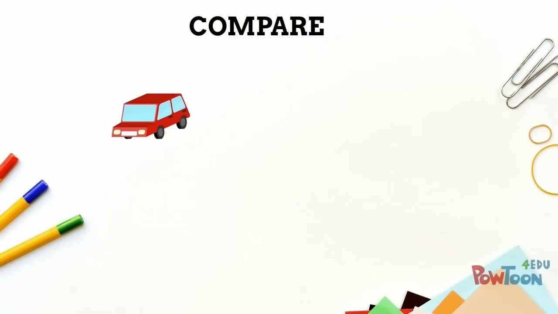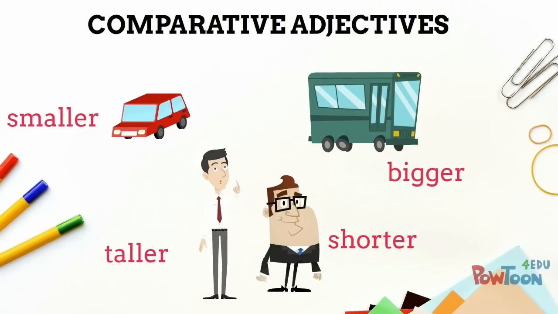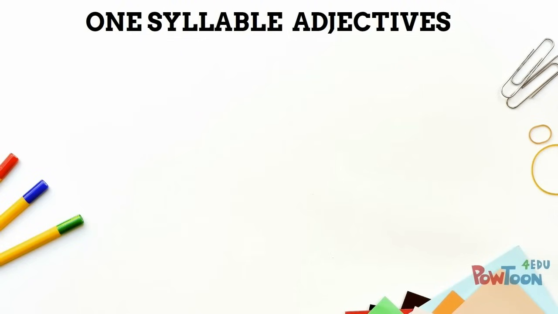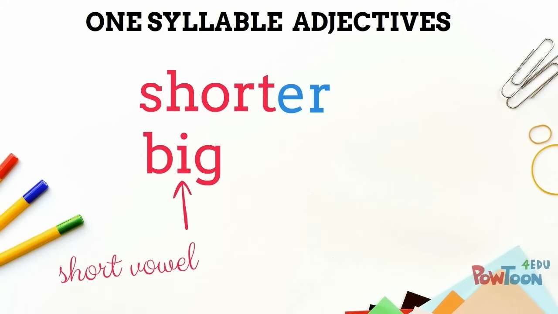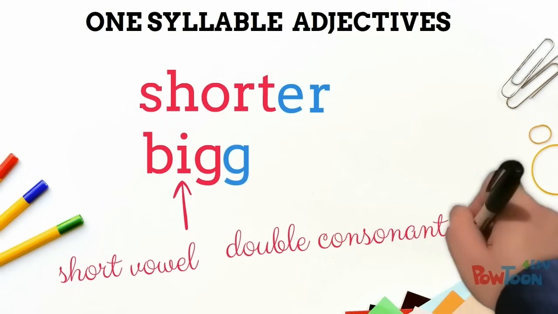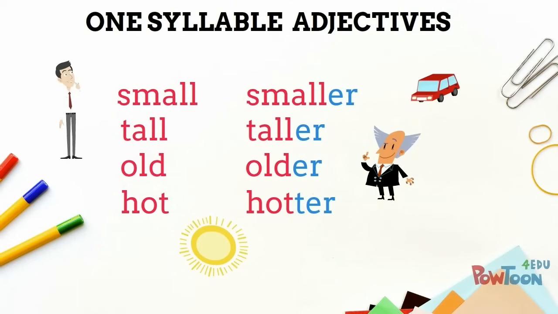We often need to compare different things and people, and to do this we use comparative adjectives, for example, smaller, bigger, taller, shorter. If the adjective has only one syllable, we make its comparative form by adding the suffix -er: short, shorter. And if the adjective has a short vowel and a consonant at the end, we need to double the consonant: big, bigger. More examples: small, smaller, tall, taller, old, older, hot, hotter.